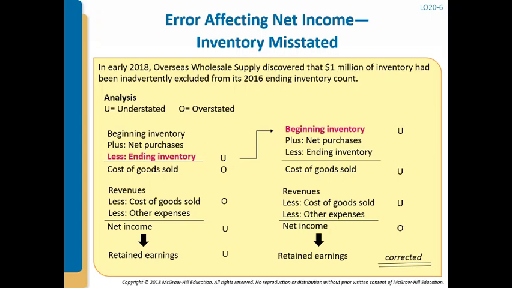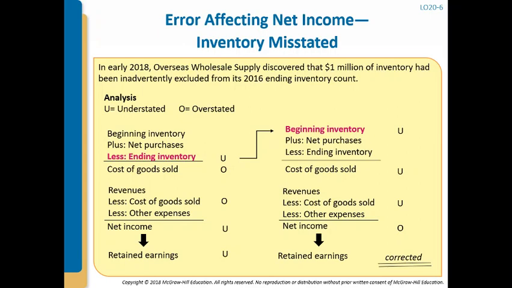So here we have an example where this company in early 2018 discovered a $1 million amount of inventory that had been excluded from its 2016 ending inventory account, thus causing an understatement of ending inventory, which means cost of goods sold was overstated, because cost of goods sold in 2016 was overstated, means that net income, thus retained earnings, were understated.